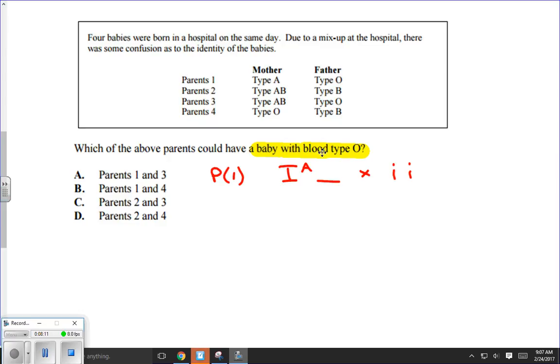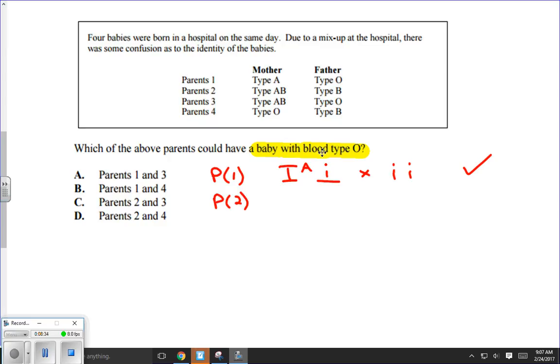So the question is, is it possible for these parents to have a child with type O blood? And the answer is yes, it is possible for them to have a child with type O blood, as long as that's a little i. And since we don't know that it's not a little i, it could be a little i, and therefore the first set of parents could have a child with type O blood. Let's look at the second set of parents.